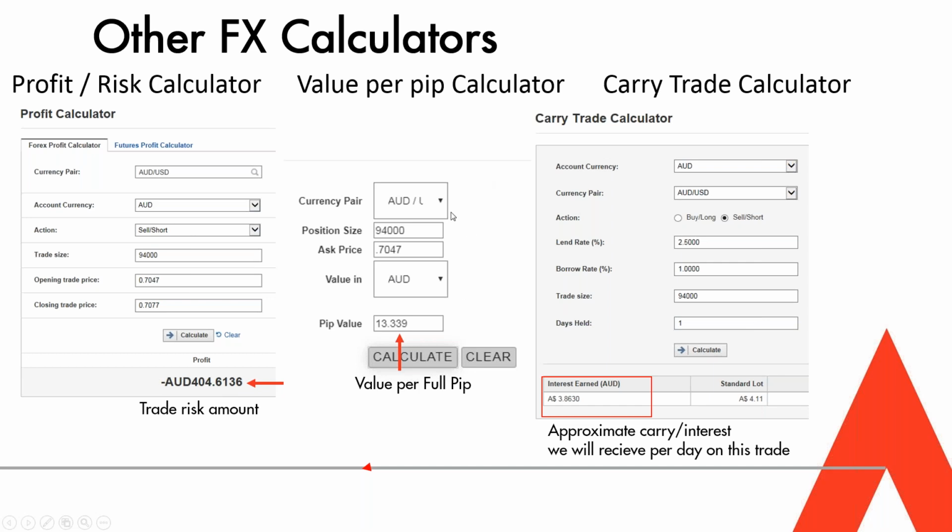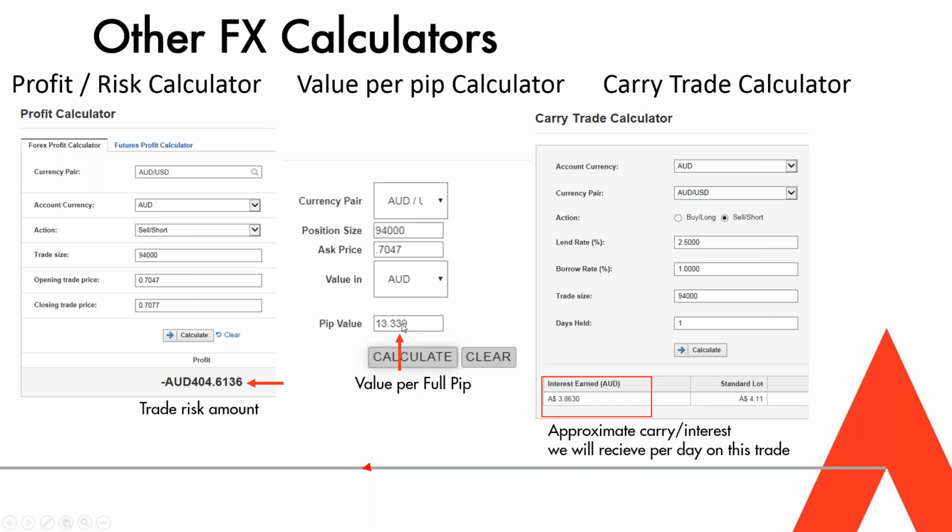Working out what is the value per pip on this, per full pip. So we select the currency pair. So this is the pip calculator from the members area. Select the currency pair from your drop-down list, Aussie US dollar. Type in your contract position size, being a $94,000 contract. Type in your entry price, which is 0.7047, and want the value to be displayed in Australian dollars. And that's telling us that our value per pip is $13.33. So that is what we stand to make or lose for each full pip move in our favor or against us.